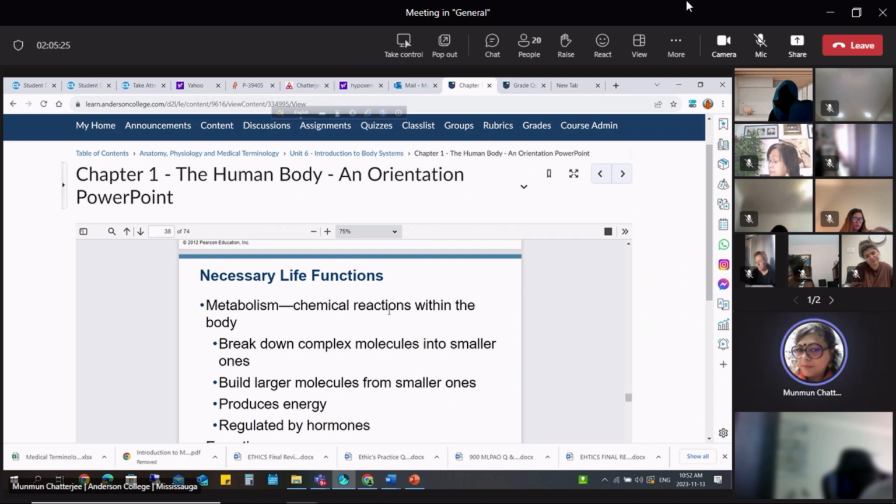Also, as it breaks down the complex molecules, sometimes it also makes some larger molecules from smaller ones. Like when the body is synthesizing its own proteins or enzymes. We are not getting enzymes from outside. When we feel sick, when the system is not working, then you add something from outside as medicine. But every day, whatever we are eating is transported to the blood, to the different cells, different organs.